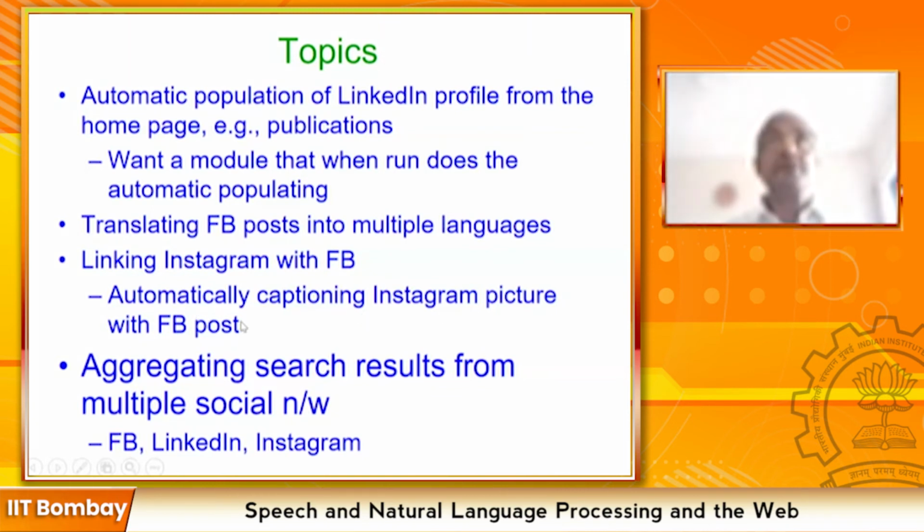Linking Instagram with Facebook, automatically captioning Instagram pictures with Facebook posts. I post pictures on Instagram and I also talk about them on Facebook, so integrate and synergize Instagram with Facebook. Aggregate search results from multiple social networks: Facebook, LinkedIn, Instagram. I give a query and extract information from all these social media and give me collated information.